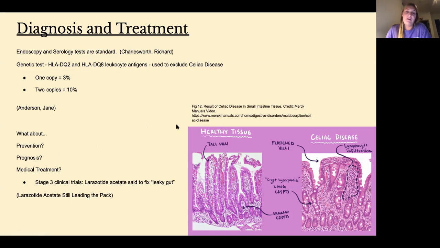Prognosis: you have a pretty good prognosis as long as you're sticking to a gluten-free diet. That's really all you can do. But there is medical treatment being studied right now in stage 3 clinical trials. Lorazepam acetate is trying to fix leaky gut and tighten those junctions between the epithelial cells of the small intestine. So we'll see how that turns out.